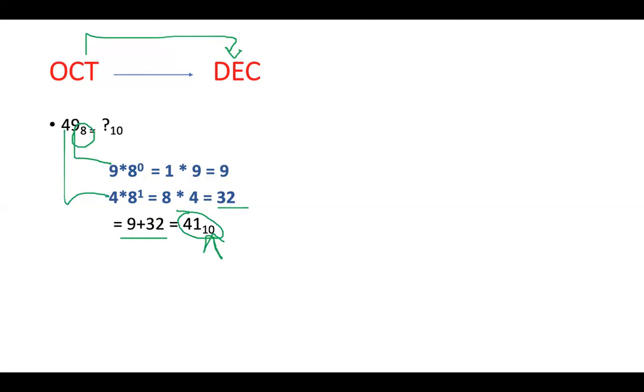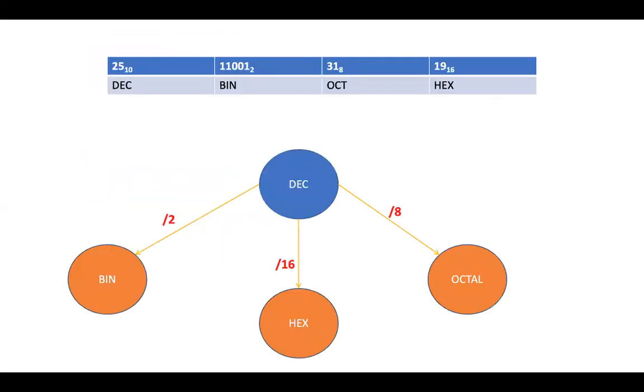So this is for the multiplication. If we want to convert from octal or binary or hexadecimal to decimal, we are going to multiply with the base number to the power n. Let's go now to the division part. When you see the arrows going down, that means this is a division. So from decimal to binary, we are going to divide the numbers by 2. From decimal to hexadecimal, we are going to divide them by 16. From decimal to octal, they are going to be divided by 8.